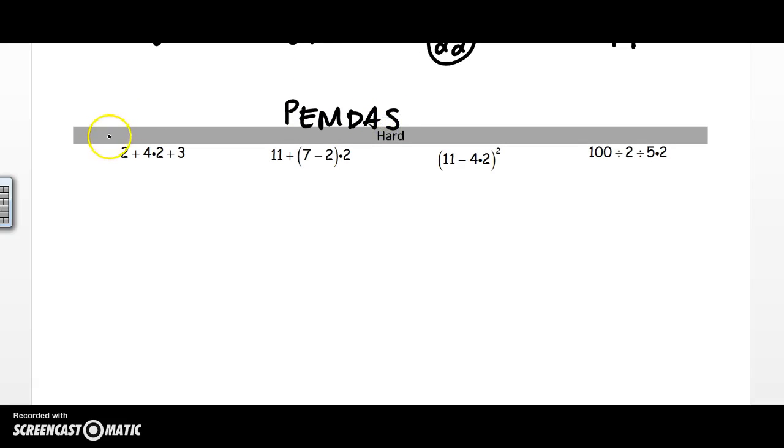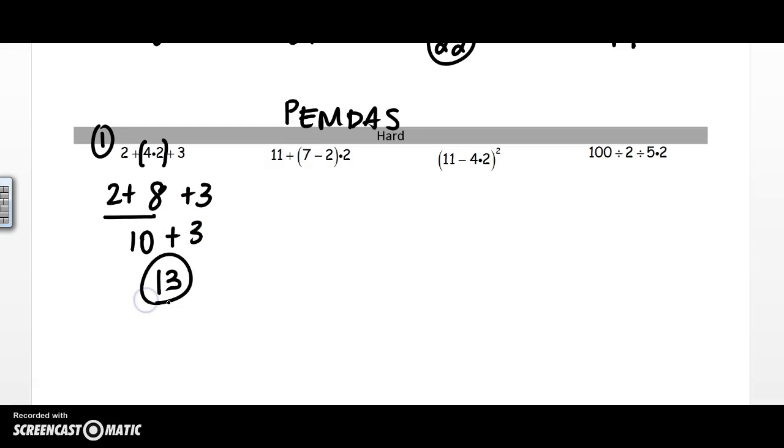In problem 1 here, you have 2 addition signs and a multiplication. Even though the multiplication is on the inside, you're going to do that first. So bring down what you didn't use, and then do the multiplication. 4 times 2 is 8. So now since we have 2 addition signs, what we're going to do is just work left to right. So 2 plus 8 is 10. Since we didn't use the plus 3, we bring that down, and that's 13.